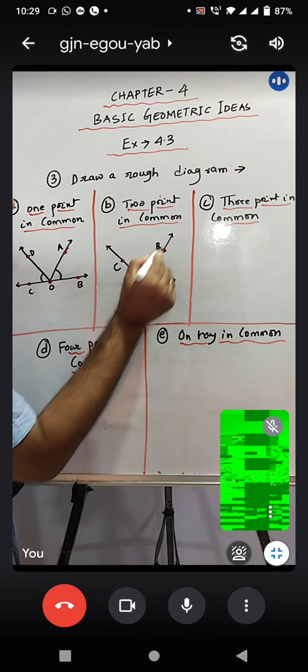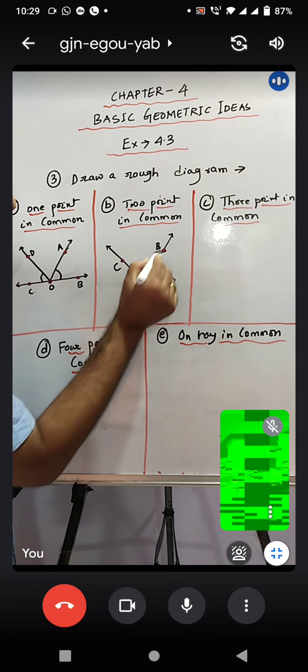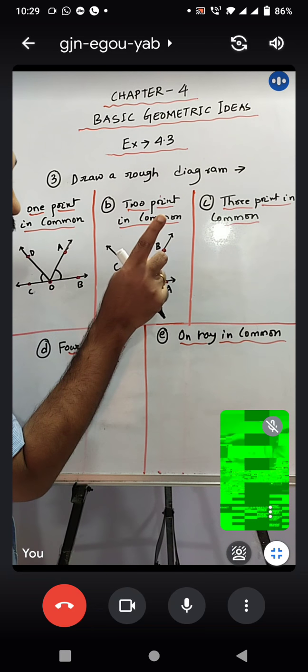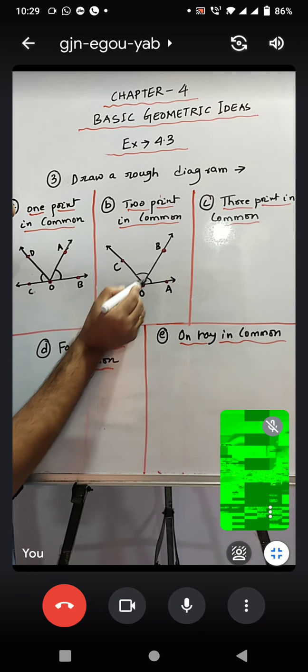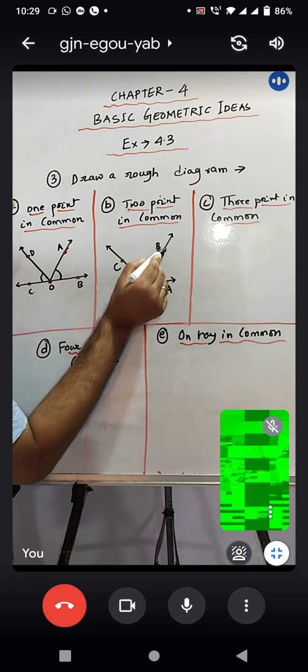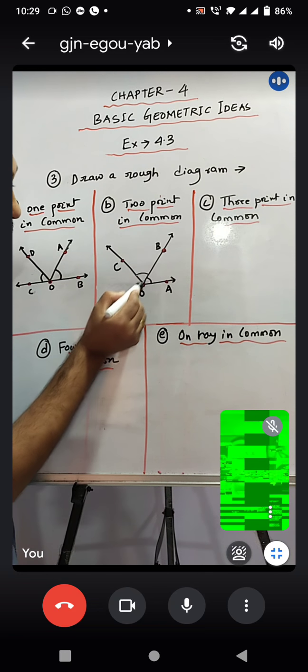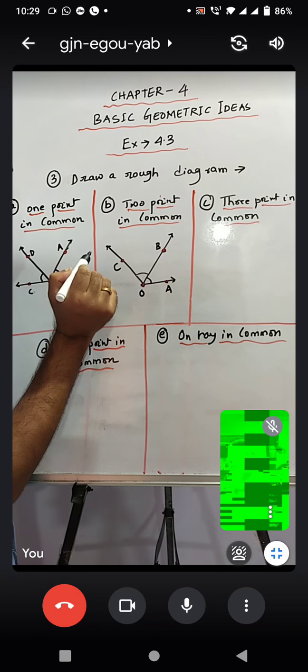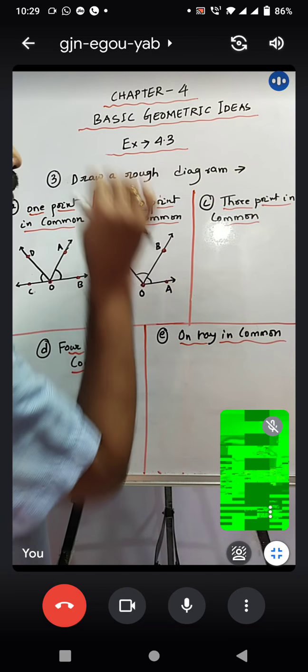Now what is the name of this angle? COB. And what is the name of this angle? AOB. So in these two angles we have two common points, one is this and another is this. In this angle we have O and B, and in this angle also we have O and B as well. Fine. So this is the figure of sum number B.